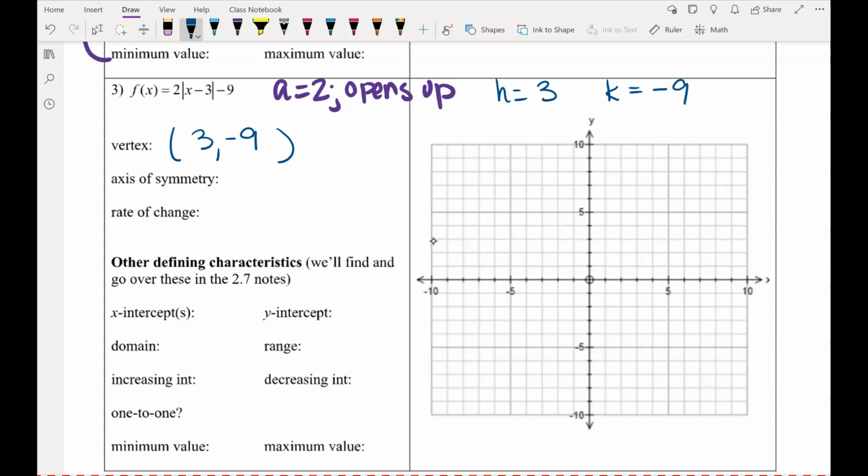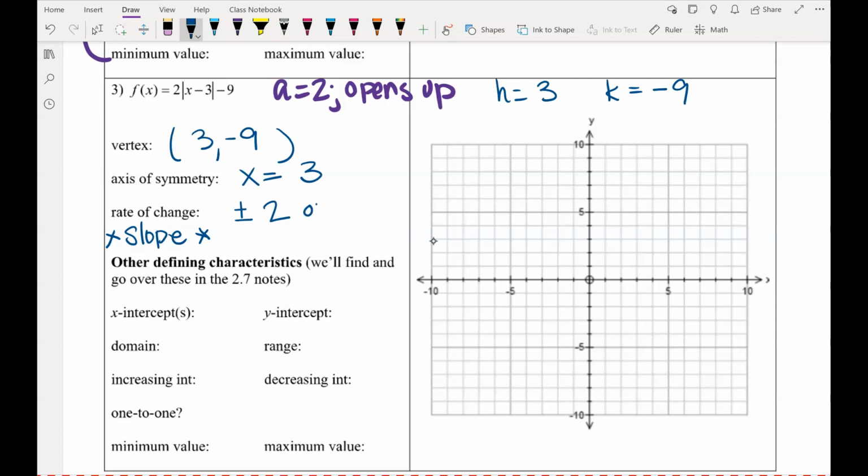Axis of symmetry, Jacob G. What are we writing next to axis of symmetry? X equals 2. Guys, if X is not there, you can't get credit. Rate of change is very fancy for slope. So Sam, what do we write next to rate of change? Positive and negative 2. I'm sorry, X equals 3 for axis of symmetry, right guys? That was supposed to be an H value. Axis of symmetry is always the H. Okay, we have everything. Let's go.